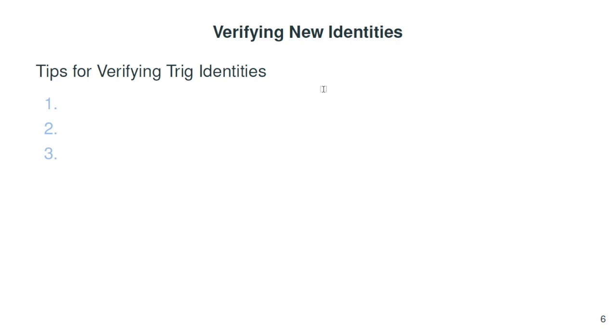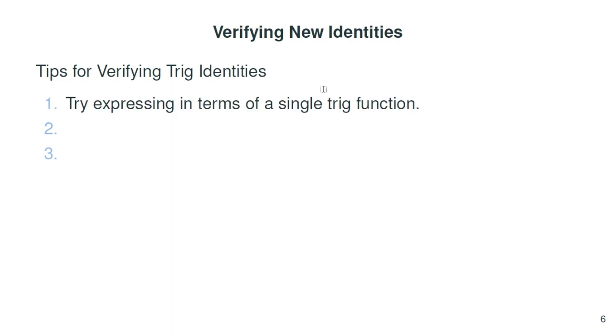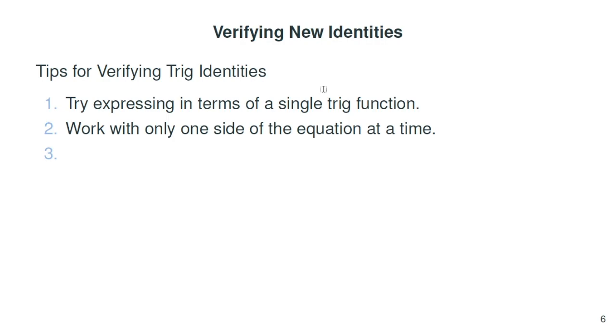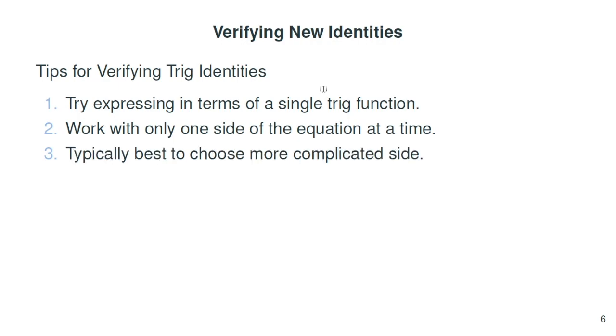Okay? So the first tip is to try expressing in terms of a single trig function, so in terms of sine and cosine, if possible. These are general tips, and I'll look at some examples after I give you these tips. Work with only one side of the equation at a time. Okay? This makes things easier. And typically, it's best to choose the more complicated side.